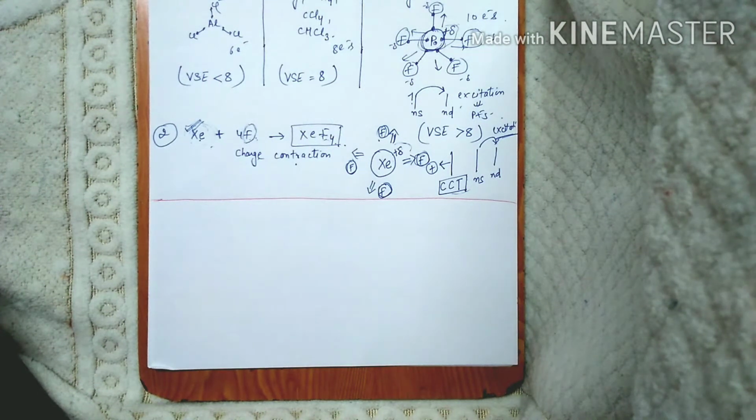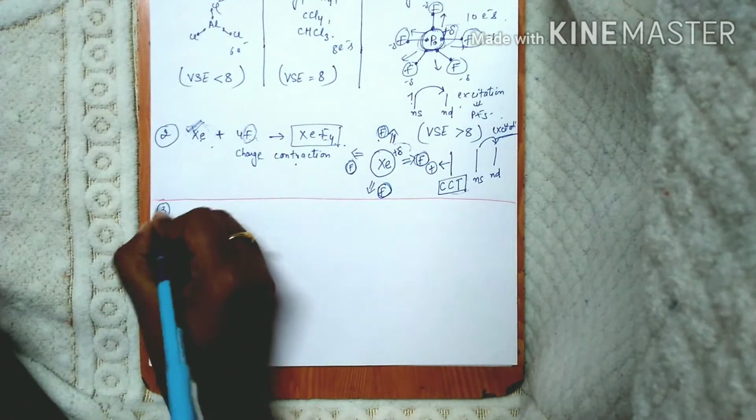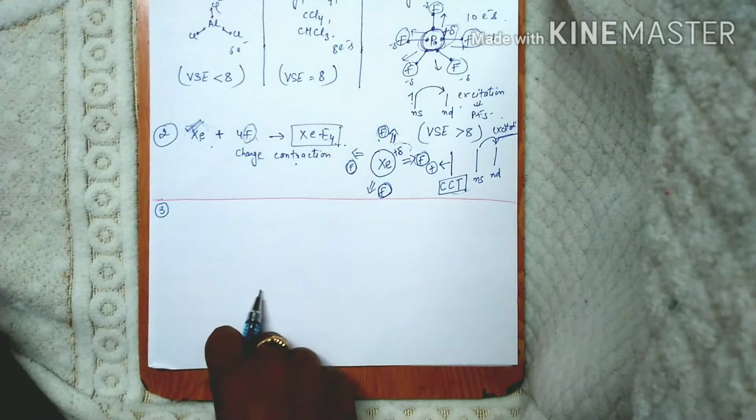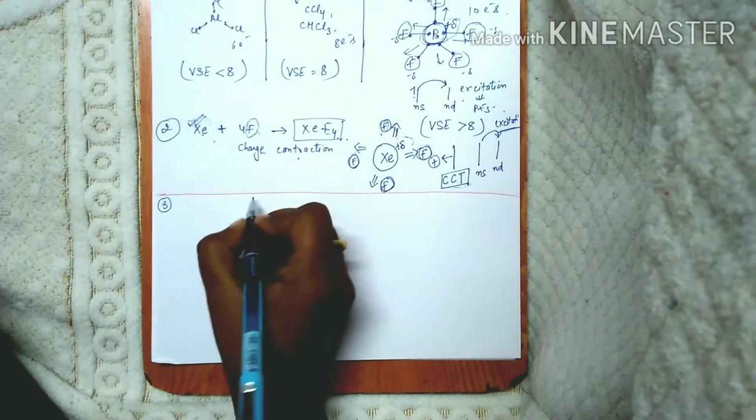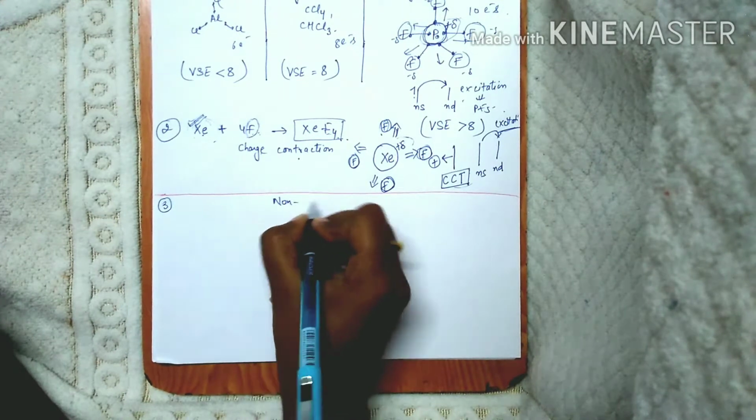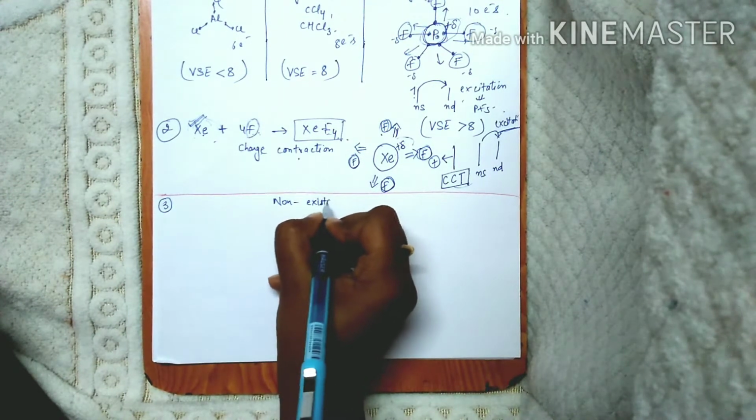So initially we studied the charge contraction theory and two applications of it. Today we are studying the last application of our charge contraction theory, and also we'll be having a little bit of knowledge about the mixing of atomic orbitals. The third application of our charge contraction theory was non-existence of some compounds. The non-existence can be because of two reasons.